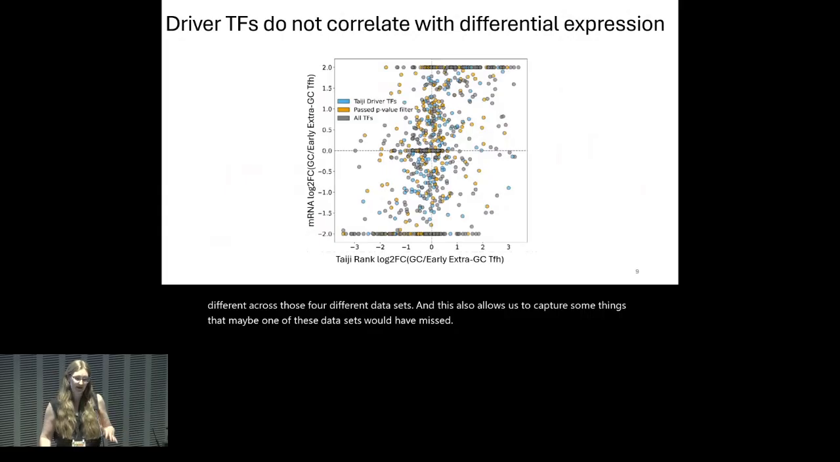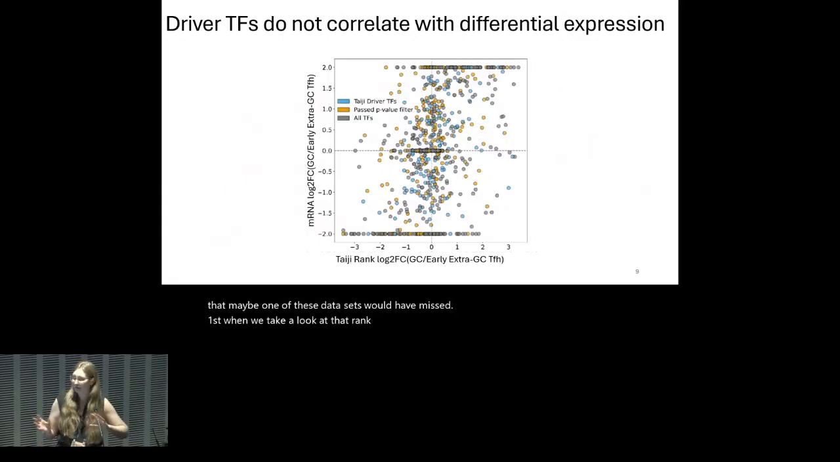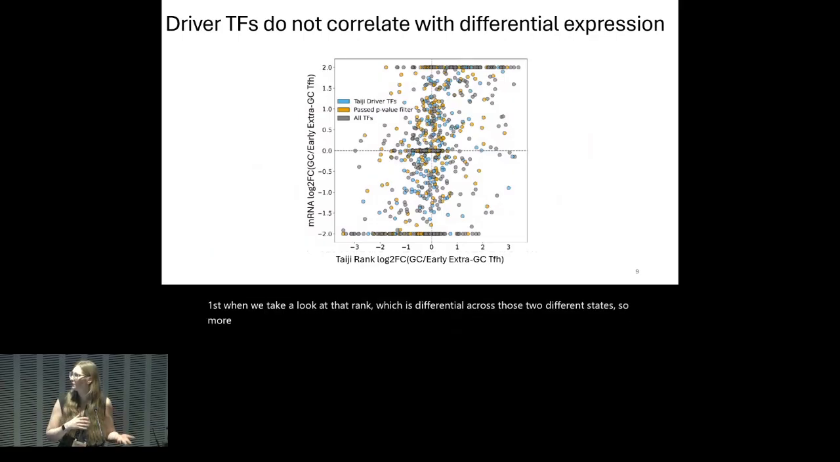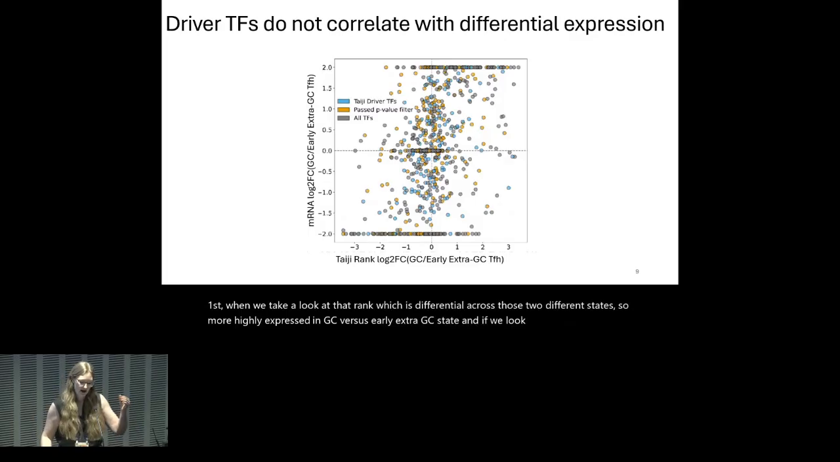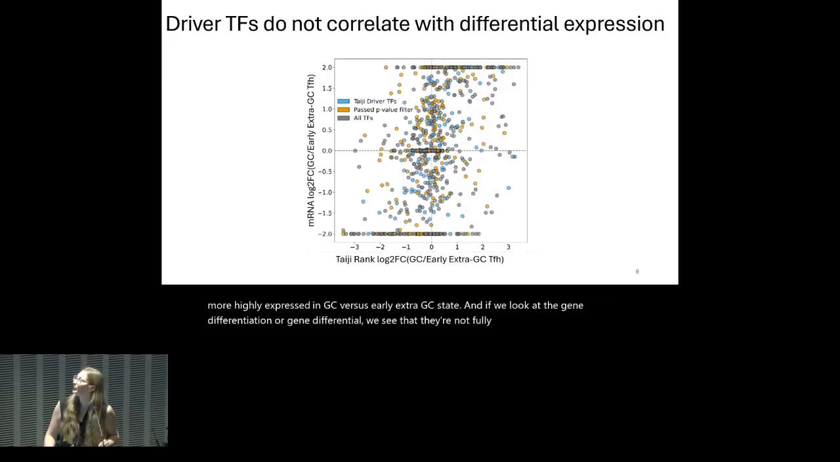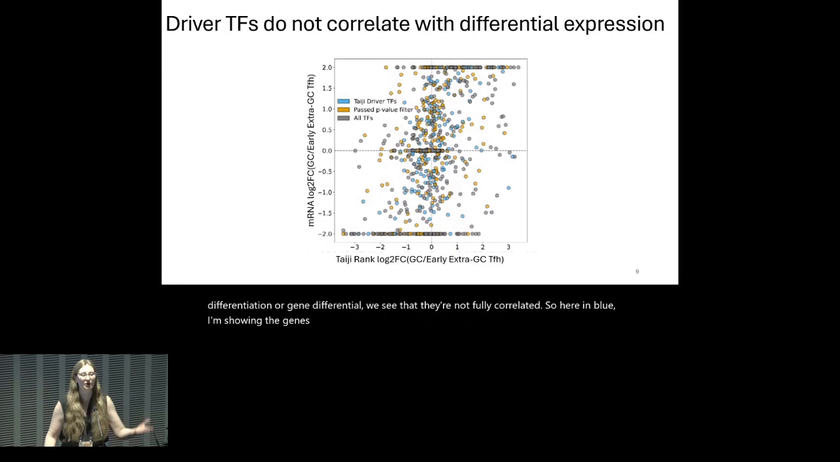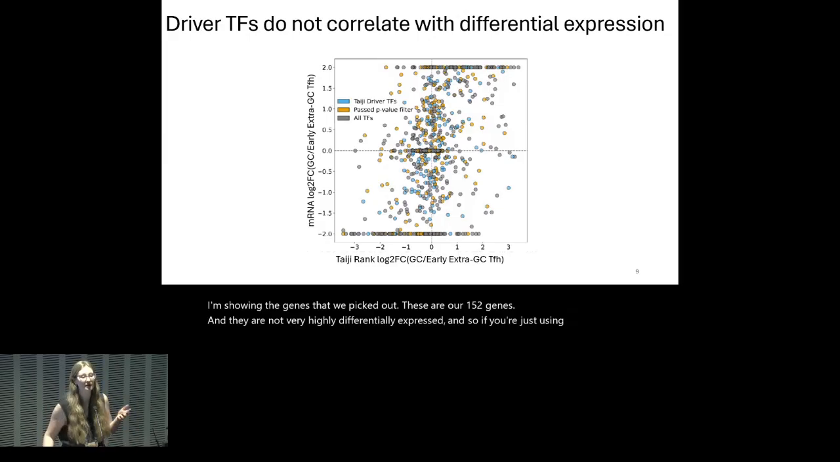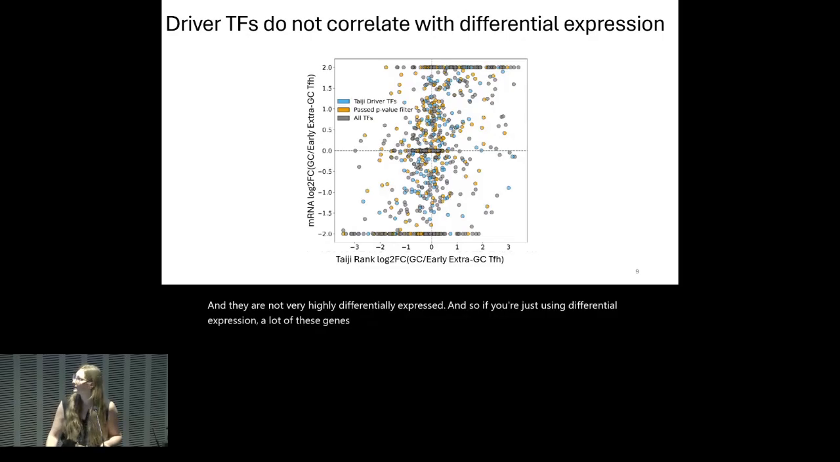First, when we take a look at that rank, which is differential across those 2 different states, so more highly expressed in GC versus early extra-GC state, and if we look at the gene differential expression, we see that they're not fully correlated. Here in blue, I'm showing the genes that we picked out. These are our 152 genes, and they are not very highly differentially expressed. So if you're just using differential expression, a lot of these genes would normally be missed.